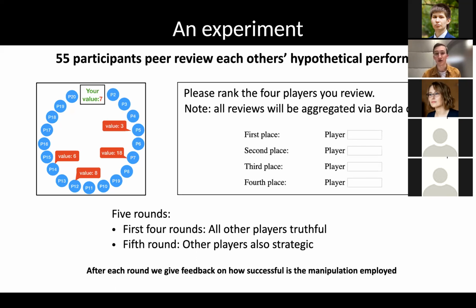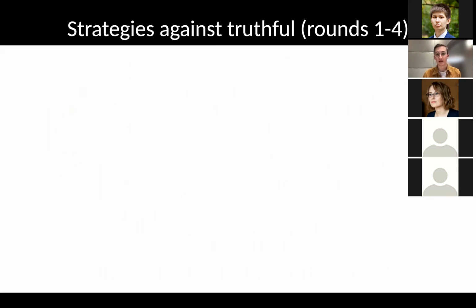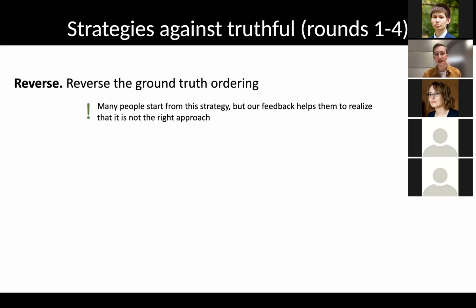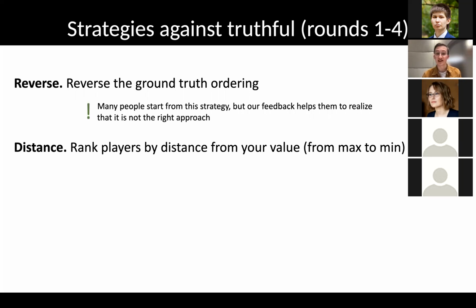And let me quickly outline what strategies we learned from people. In the first 4 rounds, people were playing against truthful competitors. And in the beginning of the game, many players were using the reverse strategy. We discussed the reverse before, and we've seen that it is not the right strategy to use, but still many people started from it. However, our feedback about the quality of manipulation lets them quickly realize that this strategy is not the right thing to do. So closer to the end of the game, we observed an interesting strategy that we call distance. And what this strategy tells you is to rank your colleagues by distance from your value.